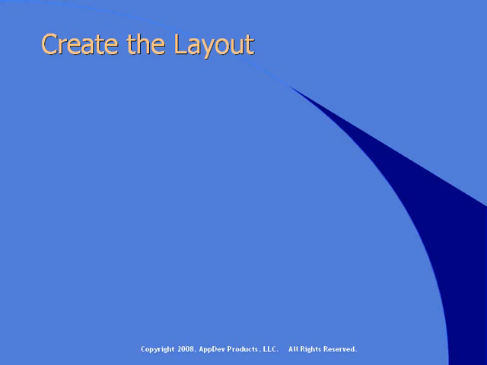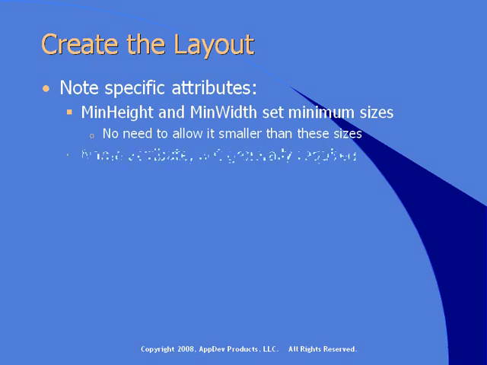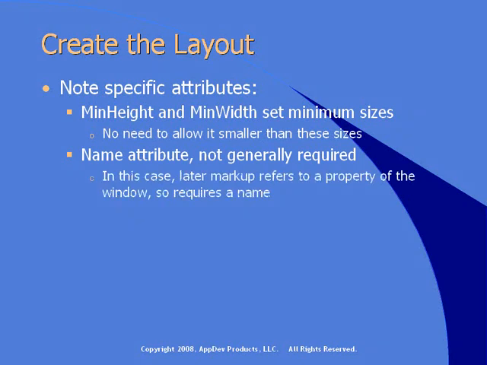There are some specific issues we'll need to work through. For example, we'll set the min height and min width to set minimum sizes for controls. There's no need to allow the main window to be any smaller than these particular sizes. There's the name attribute, which isn't generally required, but in this case, later markup will refer to a property of the window, so we'll be required to give the window a name. Let's start by laying out the main form.